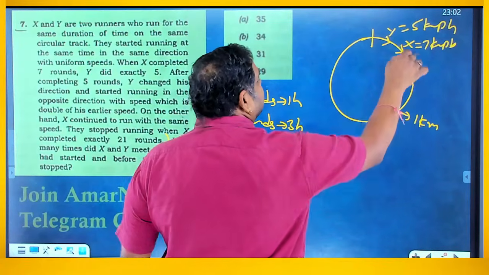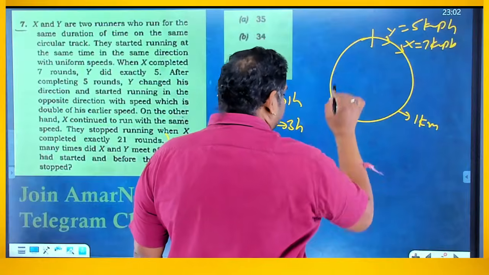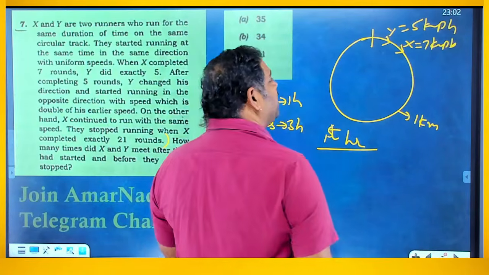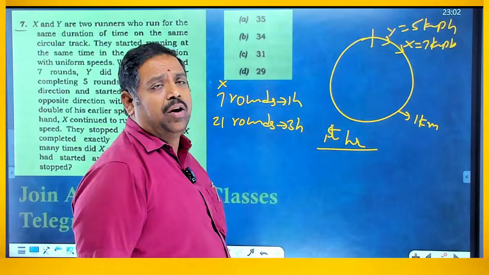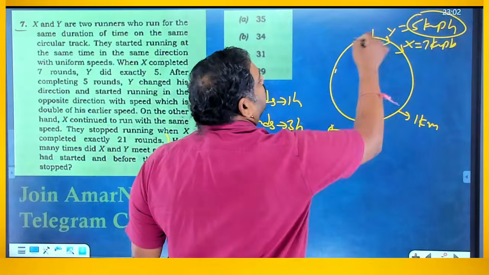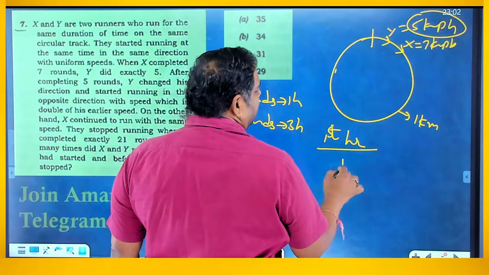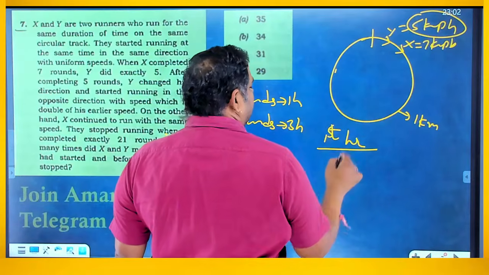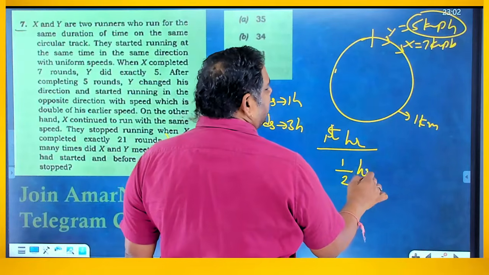That means in the first hour I'm speaking, how many times do they meet? I'm calculating. If they want to meet, I'm keeping him at rest. He has to make a complete rotation. That means 1 kilometer he has to travel. When I keep him at rest, we have to use relative speed. 7 minus 5 is 2. So that means half an hour of time is needed.